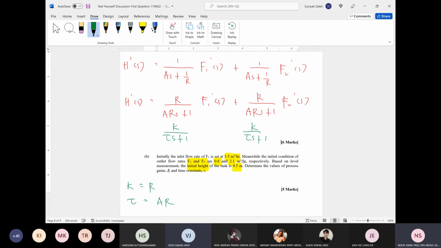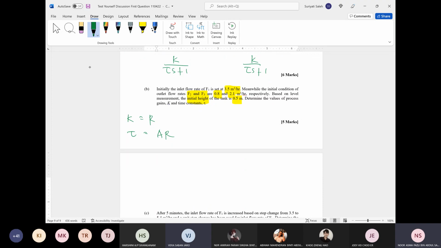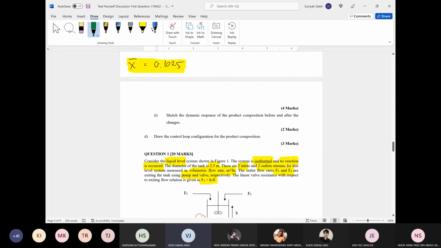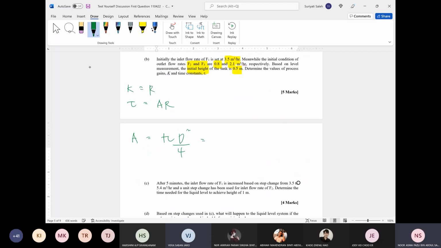So here the A is for the area, the cross-sectional area, and the R is the valve resistance. So A is equal to pi D square over 4, where D stands for the diameter. For this question, the diameter is given as 2.5 meter. So we substitute inside the equation: pi multiplied by 2.5 square over 4. So what is the answer? Please calculate it for me.